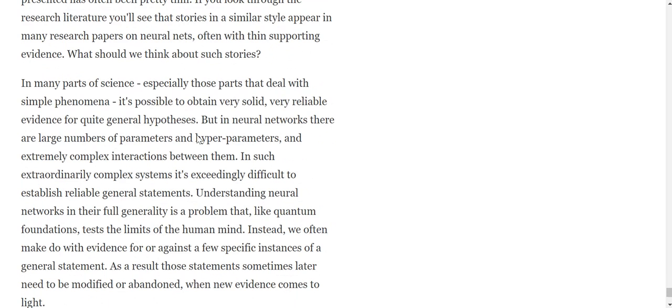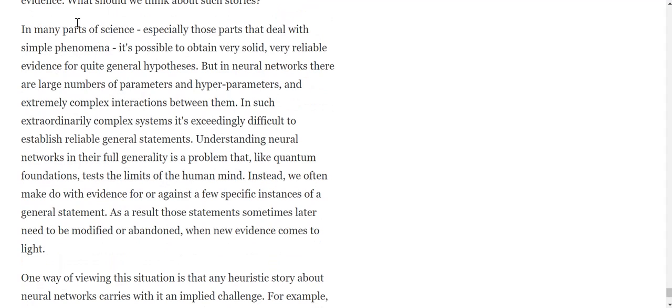So, what should we think about such stories? In many parts of science, which deal with simple phenomena, it's very possible to get solid, reliable evidence for a general hypothesis. But in neural networks, you have tons of parameters and hyperparameters and complex interactions. So it's difficult to establish general statements.